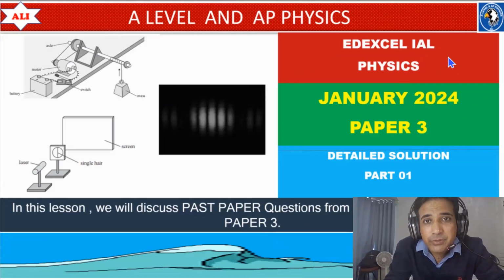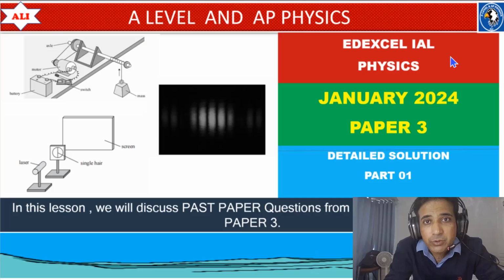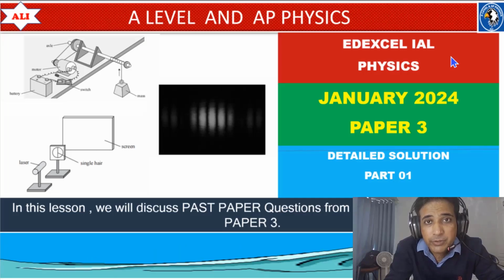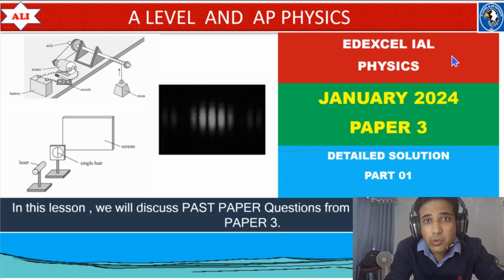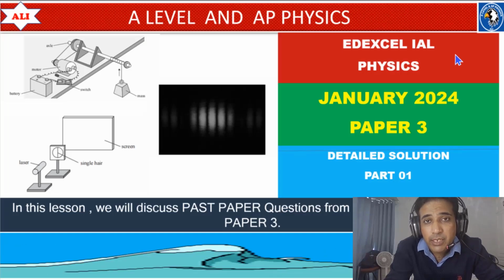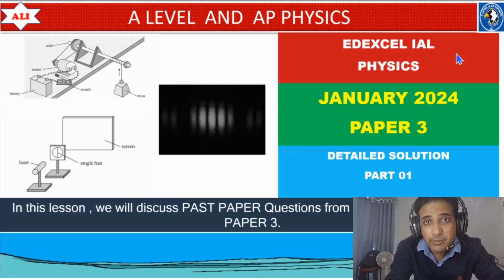In today's lesson, we will discuss past paper questions from January 2024 paper theory. As always, we will discuss these questions in detail so you can improve your conceptual understanding of physics and also have a better understanding of these exam questions.